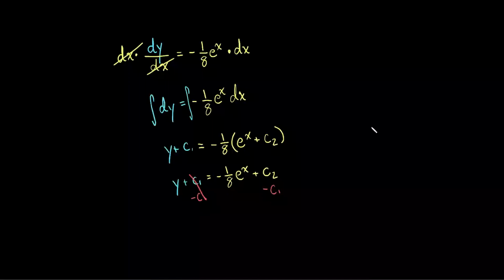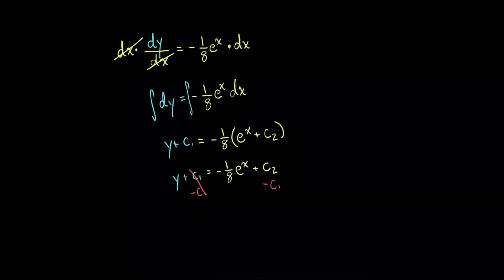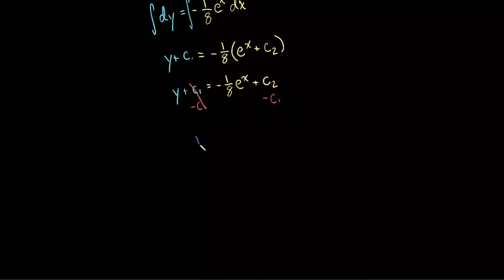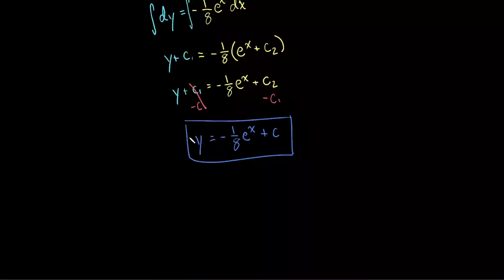So what we're left with is y is equal to negative 1 over 8 e to the x plus c2 minus c1, a constant minus a constant, which is just some other constant. Call it c. And there we go. We've learned how to solve first-order differential equations through the method of separation of variables.